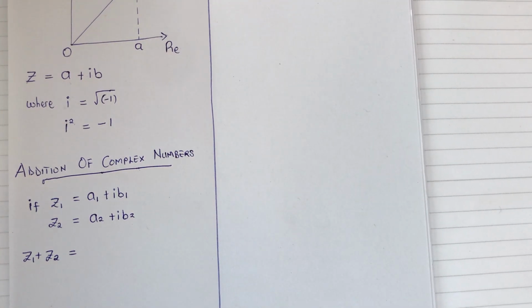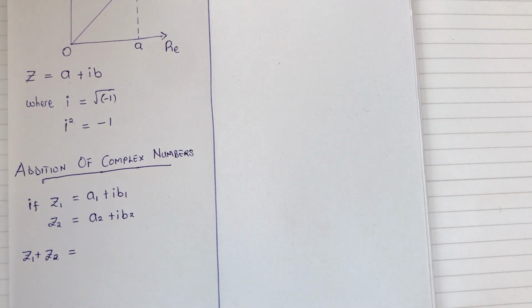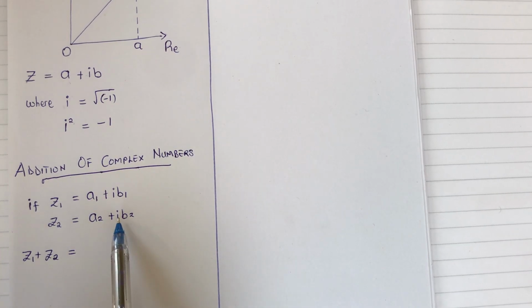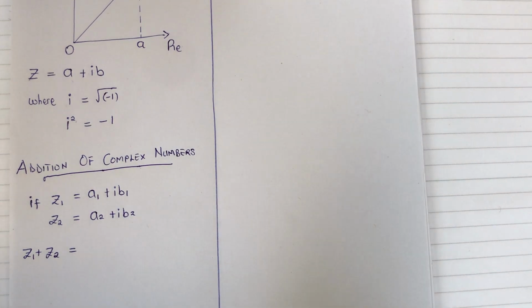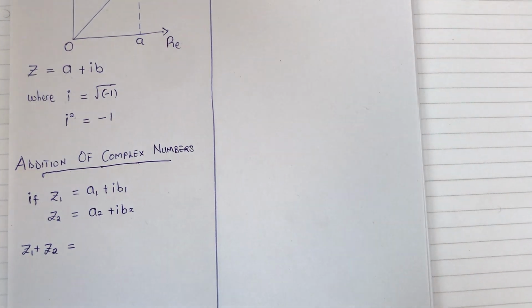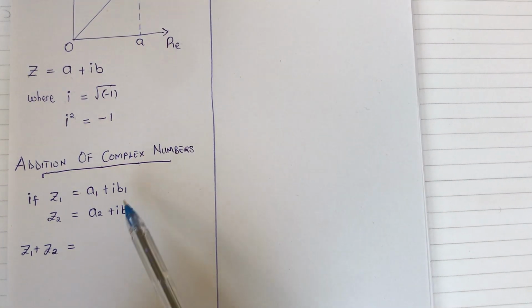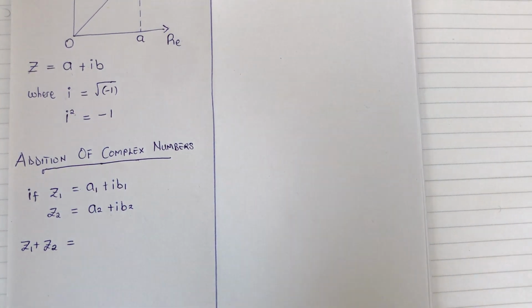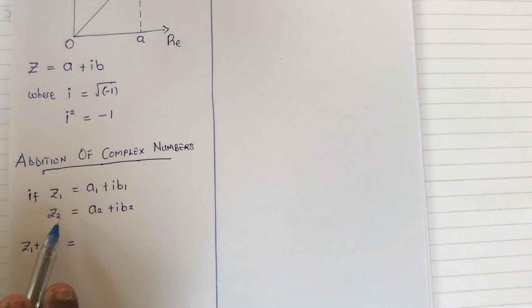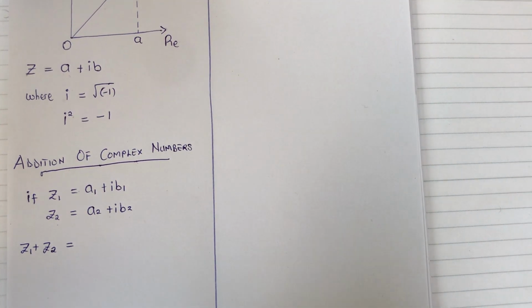We may be given a complex number z1 equal to a1 plus ib1, and then we have another complex number z2 giving us a2 plus ib2. Now the sum of z1 and z2 is very simple. All we need to do is to add this to this. So how do we solve addition of complex numbers? Here z1 is representing this, z2 is representing this. So let's add it together.